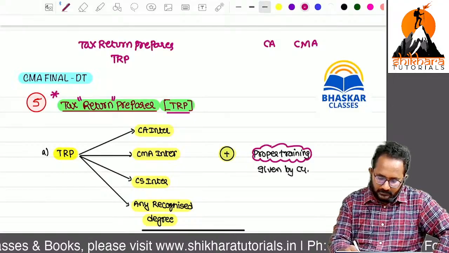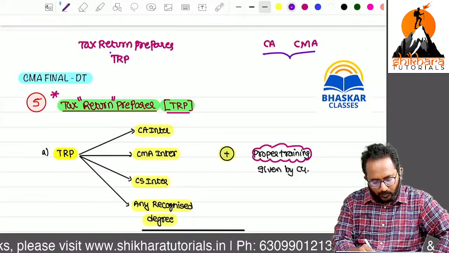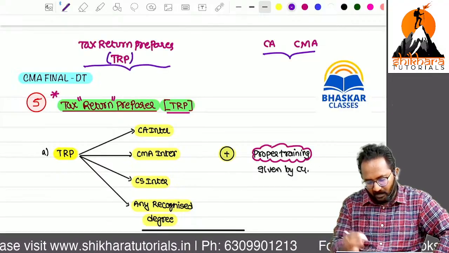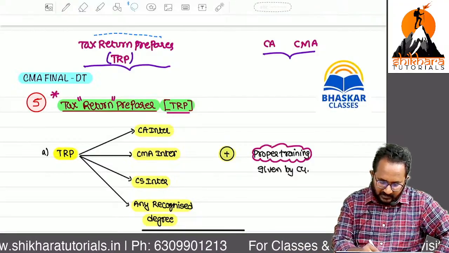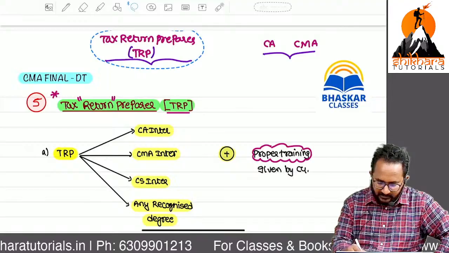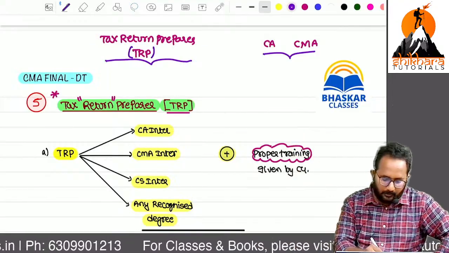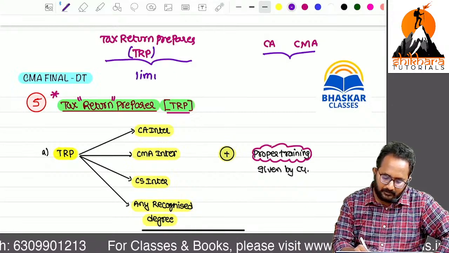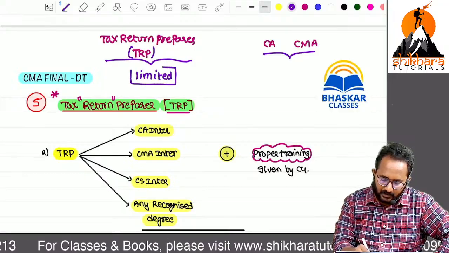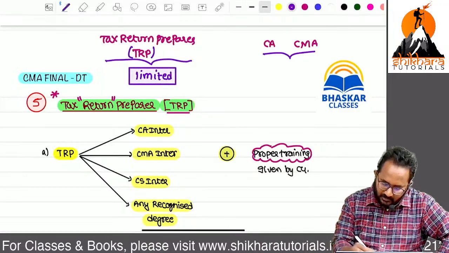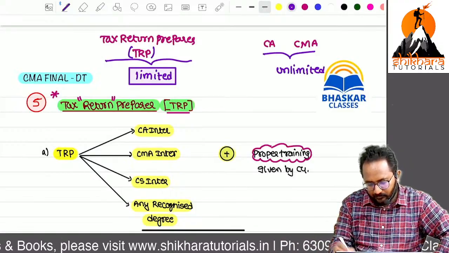Now, listen carefully. Here, is the scope of both persons the same or different? Different. You know already that practicing CAs and practicing CMAs are qualified persons whose scope of work is very high. Here the scope of work is limited: for whose returns you are required to file, and your right to file is also limited. Practicing professionals are definitely unlimited. That you have to remember.